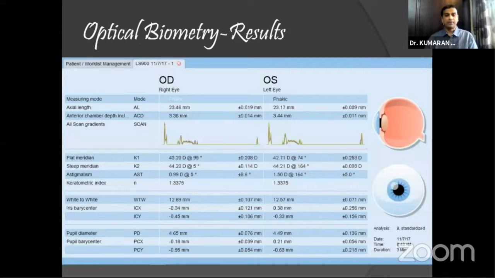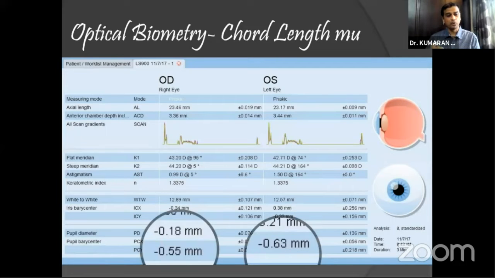Whenever we look into the biometry, we usually look into the axial length, make sure that all the spikes are quite good, and then we look into the astigmatism. Most surgeons stop at this level, and it is enough for a normal IOL. But when you're going into presbyopic IOLs, you also have to look into the chord length mu, which is displayed in all the optical biometers nowadays. The chord length mu is a measure of the deviation from the pupillary axis in the X and Y axis. Both have to be added together to give you the chord length mu.